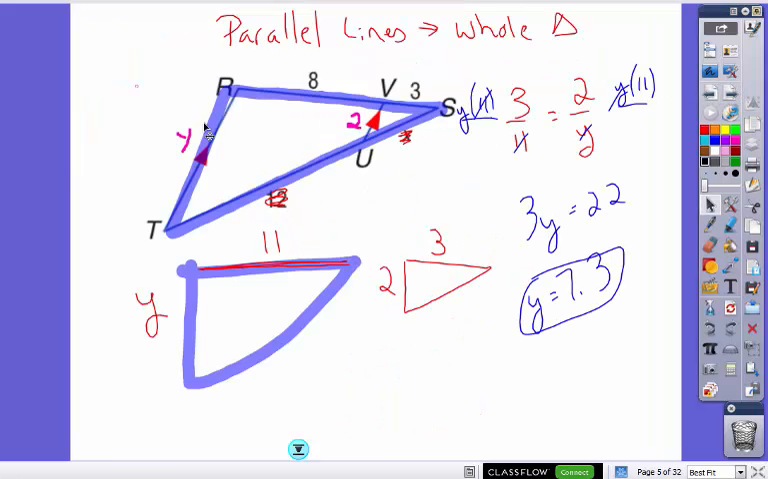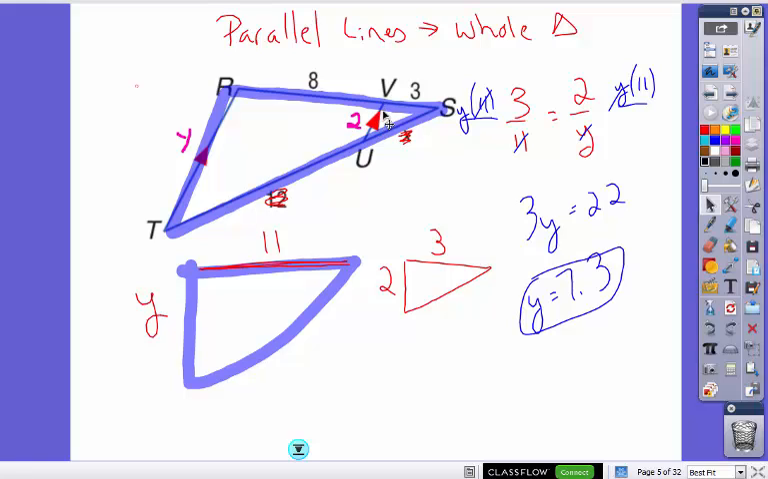However, with this 2 and the y, that's where there's an issue. You can't just go 8 over 12, and 2 over y. You can't do that because it just doesn't work. You'll get the wrong answer.